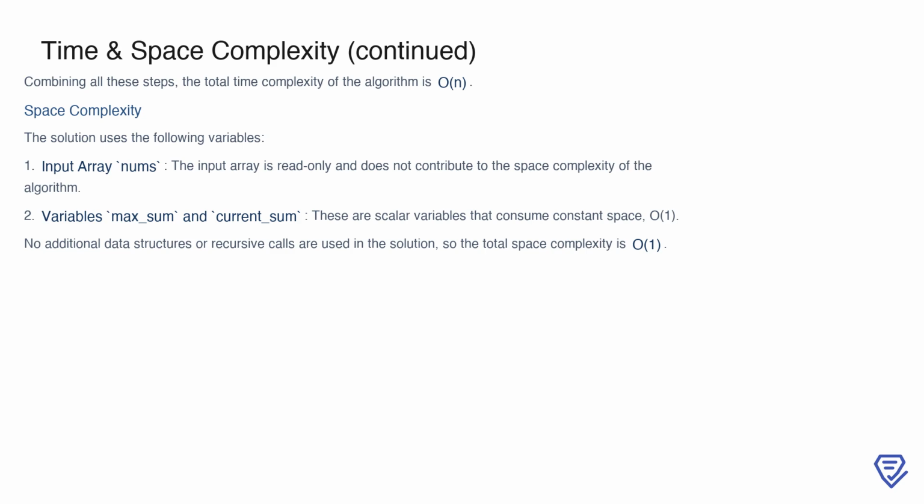Now, let's examine the space complexity. The algorithm uses only a constant amount of additional space, regardless of the size of the input array. Specifically, the input array nums is read-only and does not contribute to the space complexity. We use two scalar variables, max_sum and current_sum, which each consume constant space, or O(1). No additional data structures, such as arrays or lists, are used, and the solution does not rely on recursive calls. As a result, the total space complexity of the solution is O(1). This makes the algorithm not only time efficient but also highly space efficient.